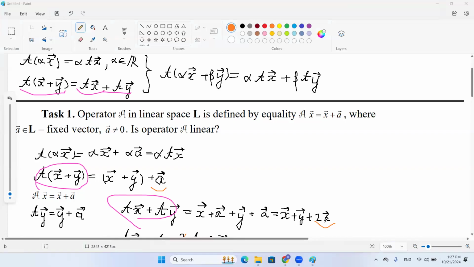So have I answered your question? Yes, thanks. So is the operator linear? No, it's not linear because it doesn't match this rule.